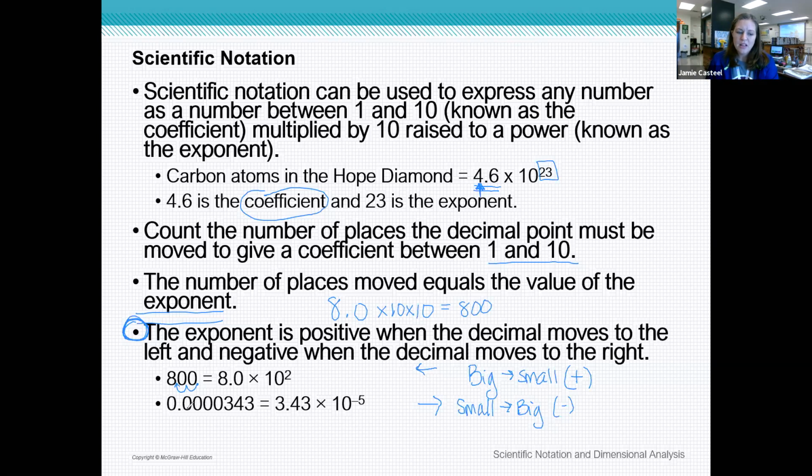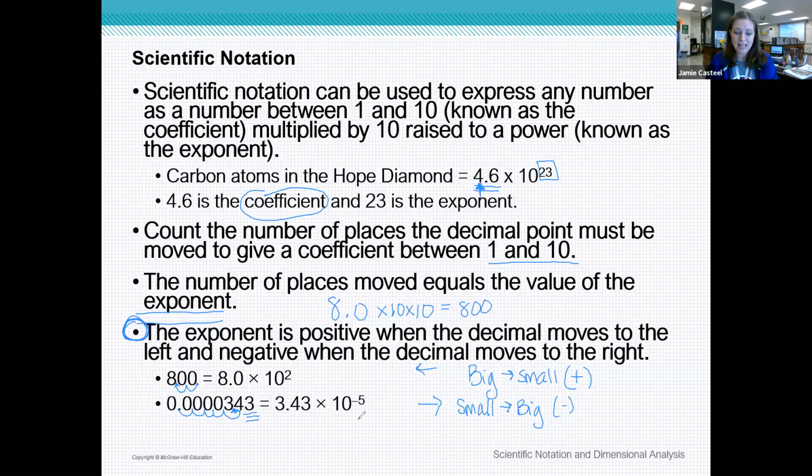Now, this is a tiny measurement over here. Oh my goodness. But where's it start and where's it going to end? It's going to end right after this 3. So I'm going to jump 1, 2, 3, 4, 5 times. Sorry, kind of messed that up. 5 times. Okay, but it was smaller to start off with, so it's negative. 3.43, bring everything after it. 3.43 times 10 to the negative 5th.